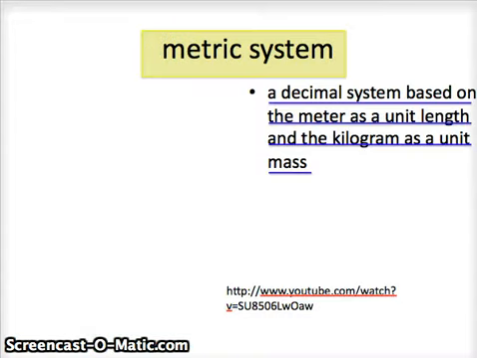Metric system. Go ahead and highlight that. Underline the meaning, a decimal system based on the meter as a unit length and the kilogram as a unit mass. The metric system is used almost worldwide. And we're actually going to listen to a quick Wanda Sykes joke about the metric system. It's kind of funny.